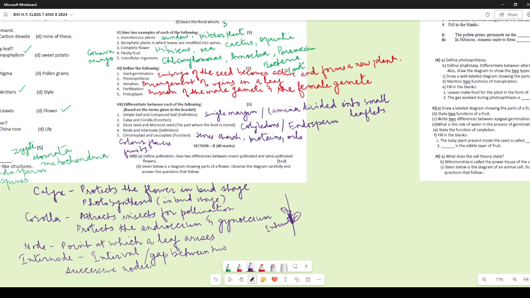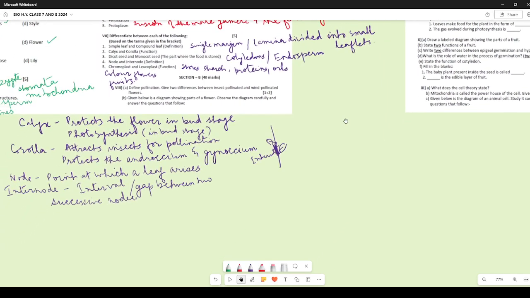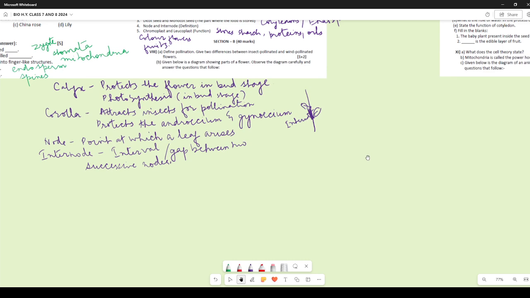Now let us move on to the next question, which is: define pollination and give two differences between insect pollinated and wind pollinated flowers. Let us raise this up a bit so that we get more space to write. Alright then. So, pollination. What is pollination? Pollination is, I'm writing it in short, but please write full sentences, transfer of pollen grains.